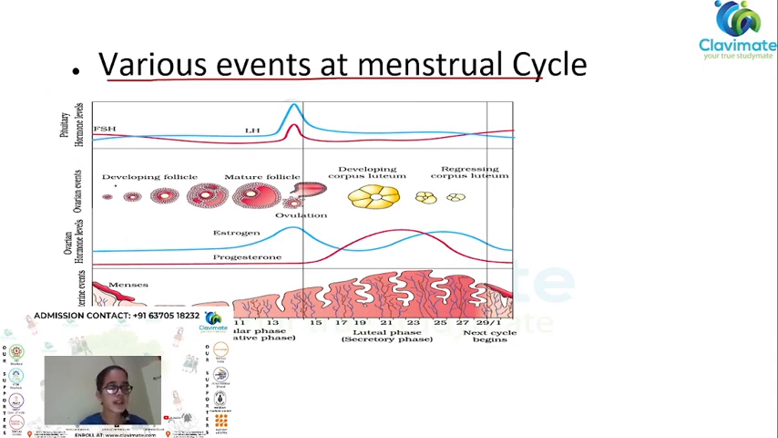At that time, the developing follicle begins in the females, and then that undergoes development and reaches a mature follicle stage during the 11 to 13 days period, which is considered the follicular phase, where the follicle is being developed. Then on the 14th day there will be ovulation, that is, the release of the ovum from the Graafian follicle.